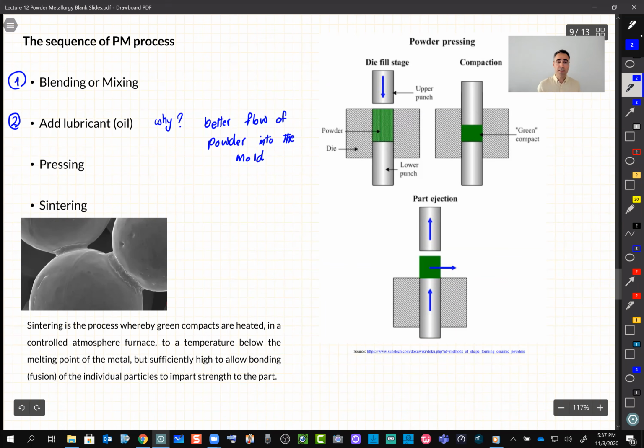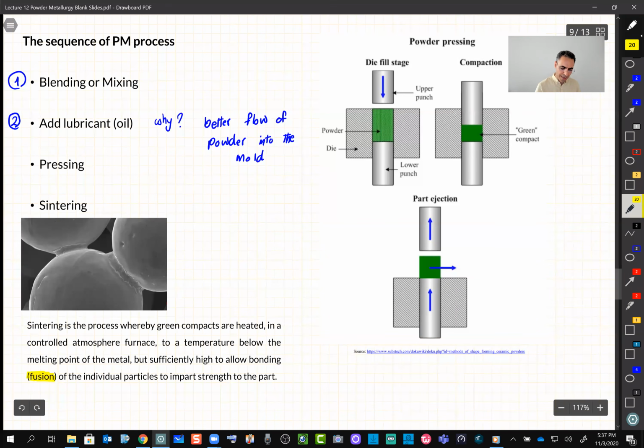And then the next step is compression. We press them into the shape that we want. And then lastly, we do the sintering. Sintering, remember, has another name people use, as I write it down here: fusion.